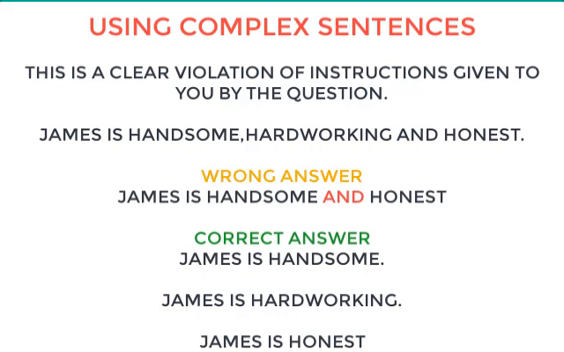Candidates who write "James is hardworking and honest" as an answer will score 0 for lumping 2 points into one sentence. Therefore, the correct answer for this is: James is handsome, James is hardworking, James is honest.